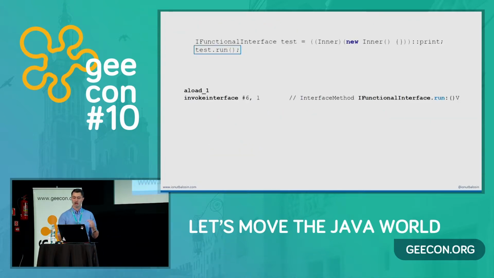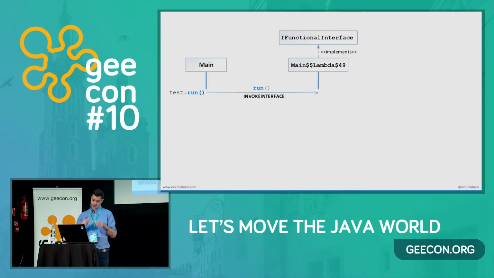So let's see how the chain of calls is triggered during runtime. Suppose the call.test is run. The bytecode is quite simple. It uses invoke interface. Why invoke interface? Because actually the run belongs to an interface. And first, when it says test.run, what happens?